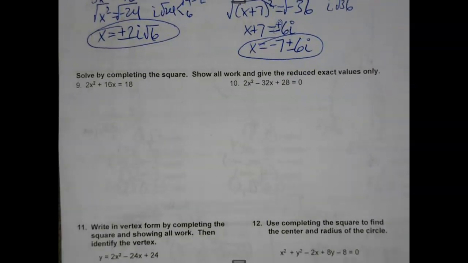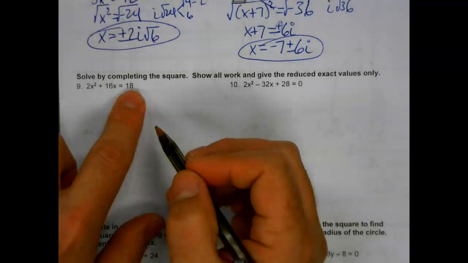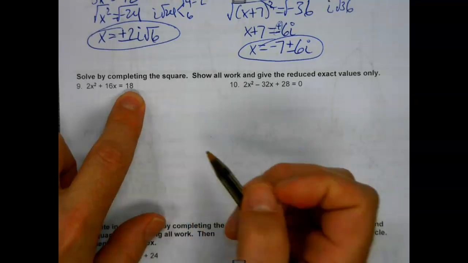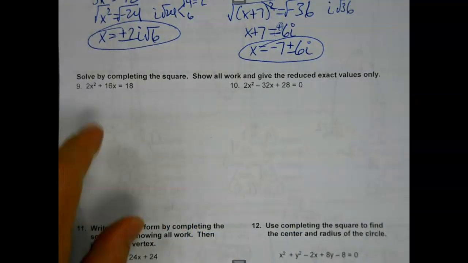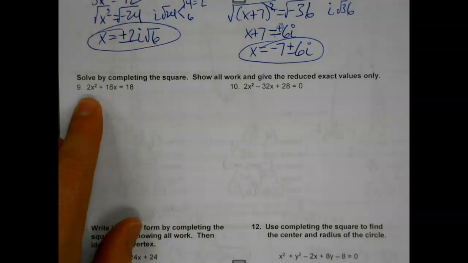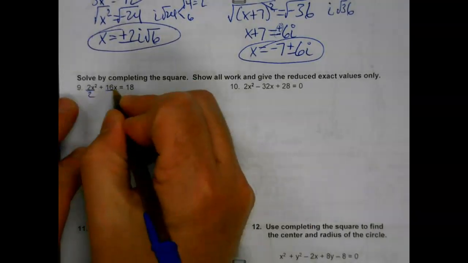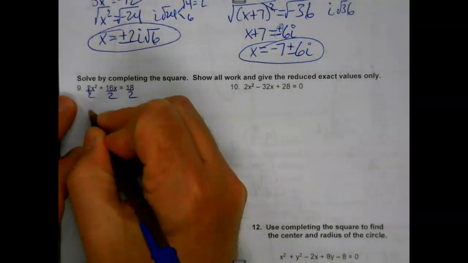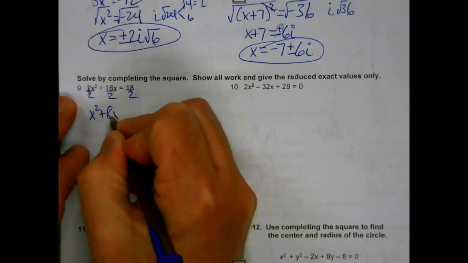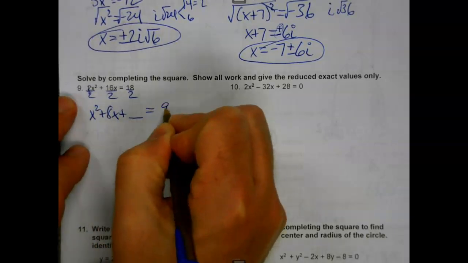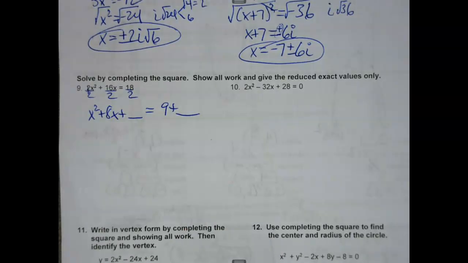All right, solve by completing the square. Show the work, give the reduced exact values only. One good note, okay, my 18's over here by itself. My not as fun note. Oh man, Hardy, you got a number in front already? What the heck? Well, here's the good news. The 18 was already on a side by itself. The 2 goes in nicely to everything, so don't complain too much.